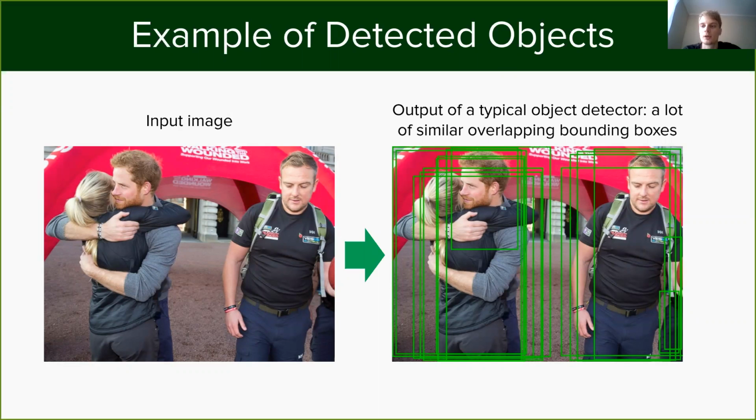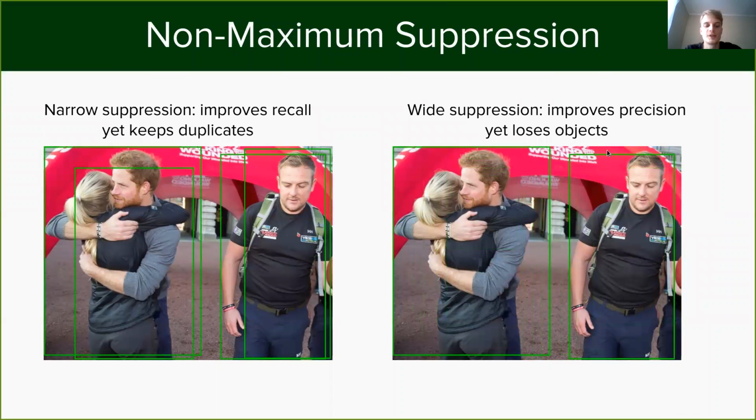A typical object detector outputs a lot of similar overlapping bounding boxes for each object. So to solve this problem, almost all state-of-the-art detectors utilize non-maximum suppression at the last step of the inference process. This non-maximum suppression is parameterized by an overlapping threshold, which leads to two different cases in terms of number of boxes. First, narrow suppression improves recall, yet keeps duplicates. And wide suppression improves precision, yet loses some overlapping objects.